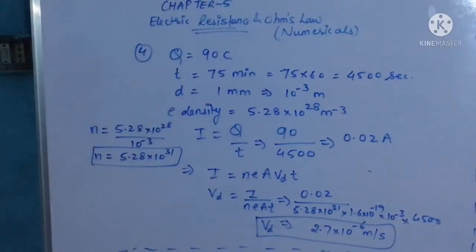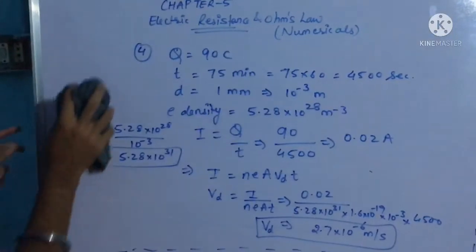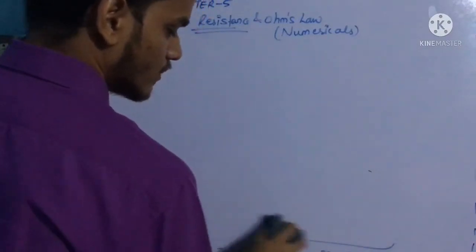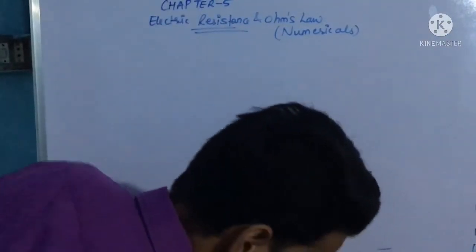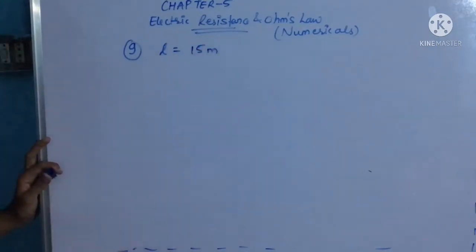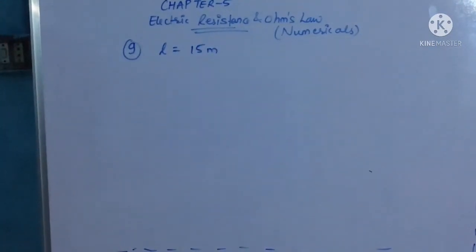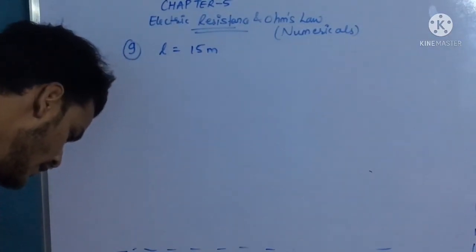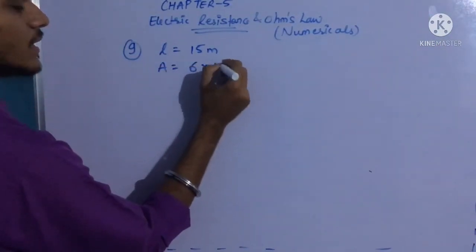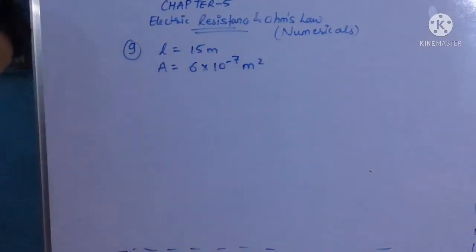Okay, now moving on to the next question, which is question number 9. Read it in your books. Question number 9 says a very small current is sent to a wire of length 15 meter. Length is given as 15 meter, and the area of cross section is 6 into 10 to the power minus 7 meter square.